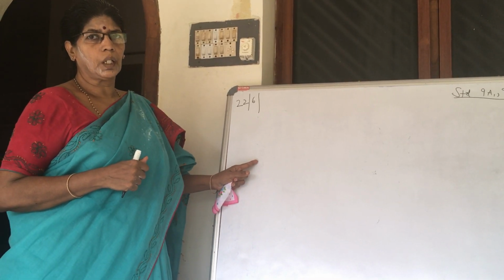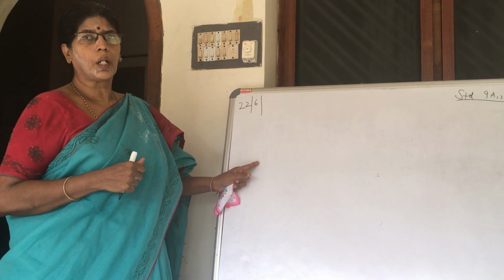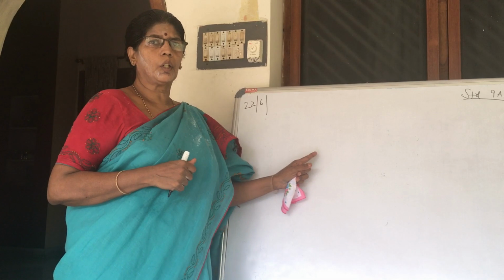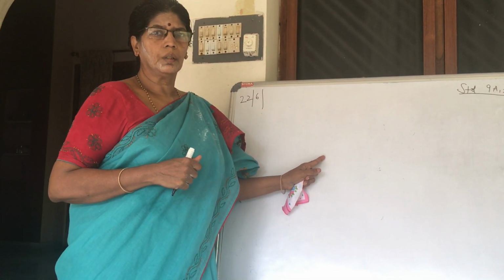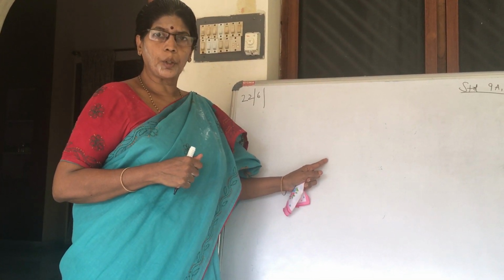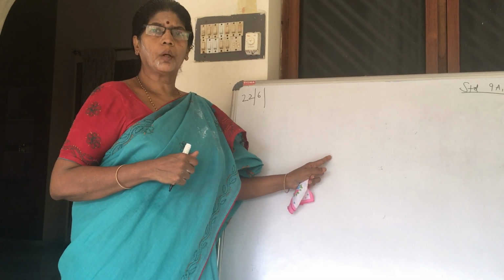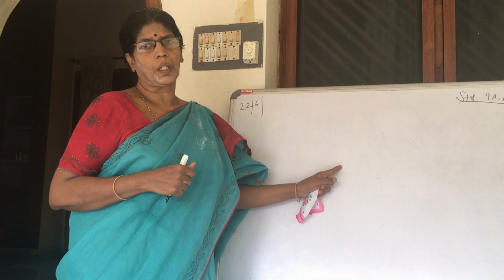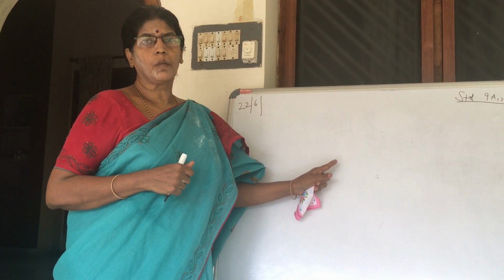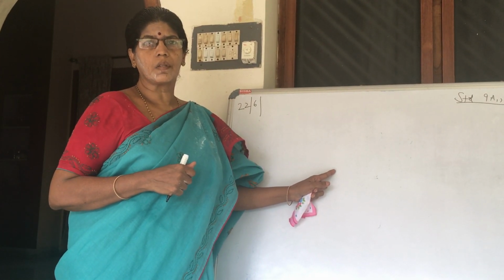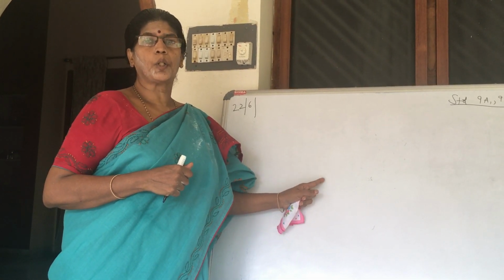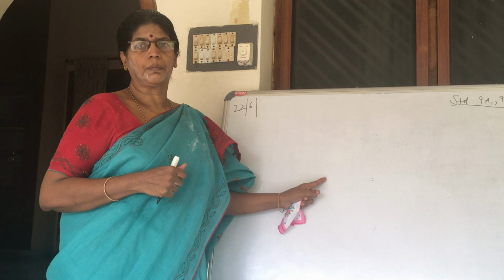Linear polynomial. A polynomial of degree 1 is called a linear polynomial. A polynomial of degree 2 is called a quadratic polynomial. A polynomial of degree 3 is called a cubic polynomial. And the degree of the constant polynomial is 0. And the degree of the zero polynomial is not defined.